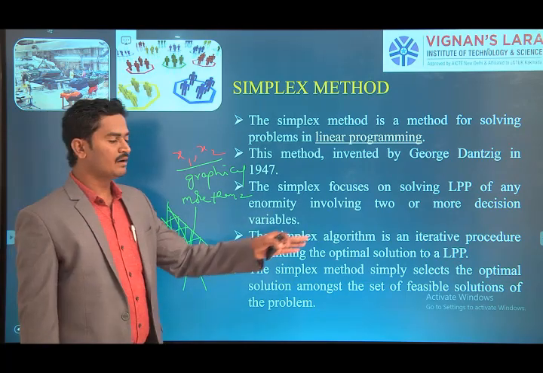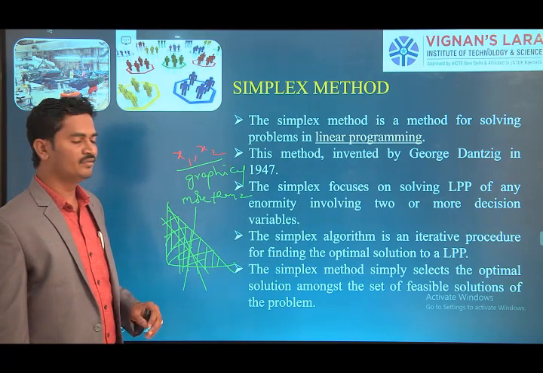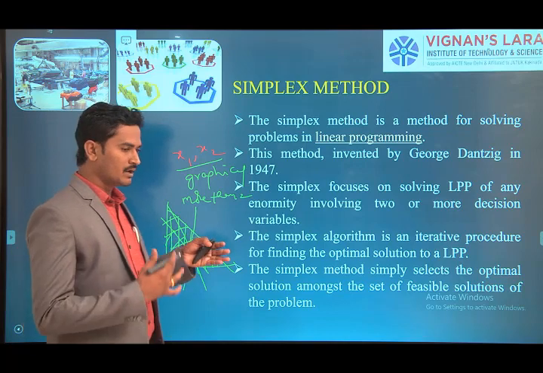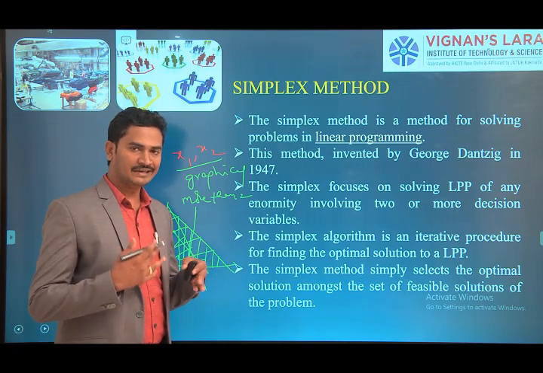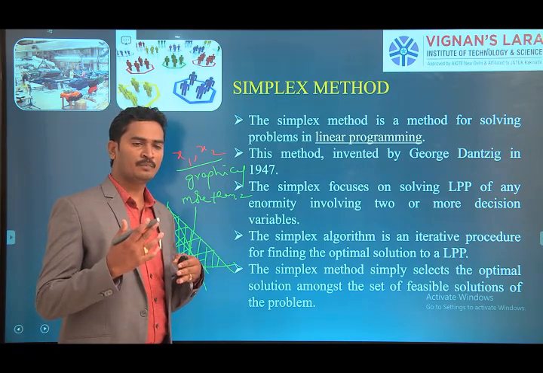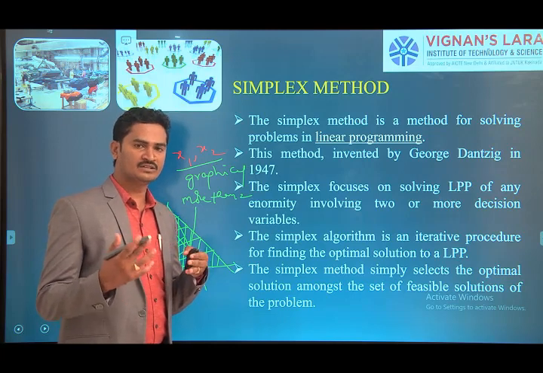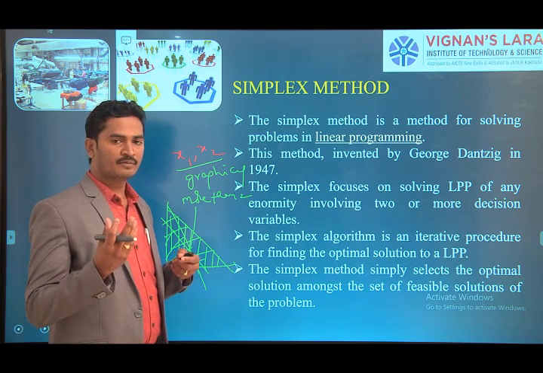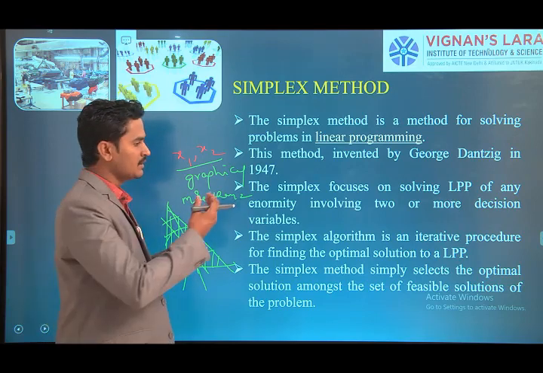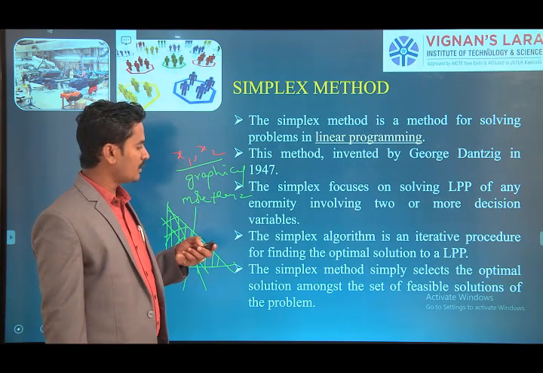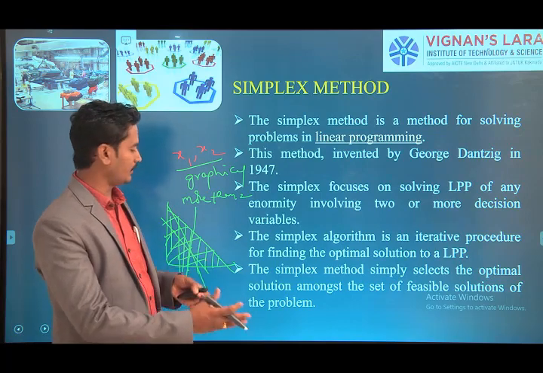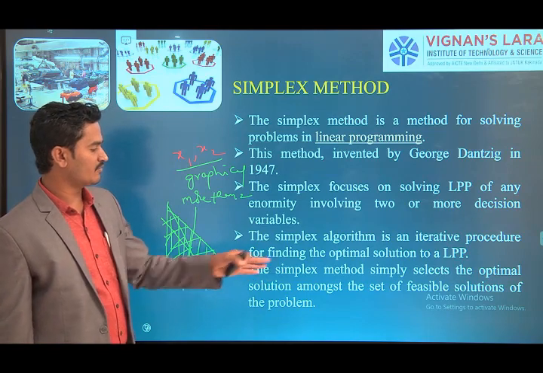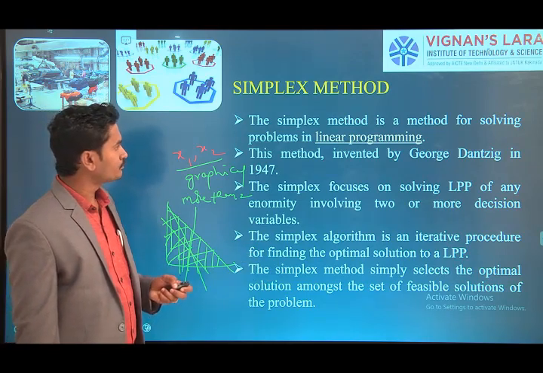The simplex algorithm is an iterative procedure for finding the optimal solution to an LPP. Here we take tables and go through the iterations step by step until we reach the goal. What is our goal? We get the optimal solution. From the constraints up to the optimal solution, we did the process iteratively. It simply selects the optimal solution among the set of feasible solutions of the problem.